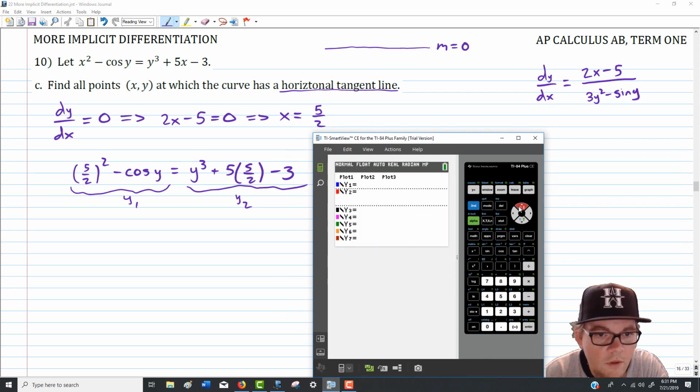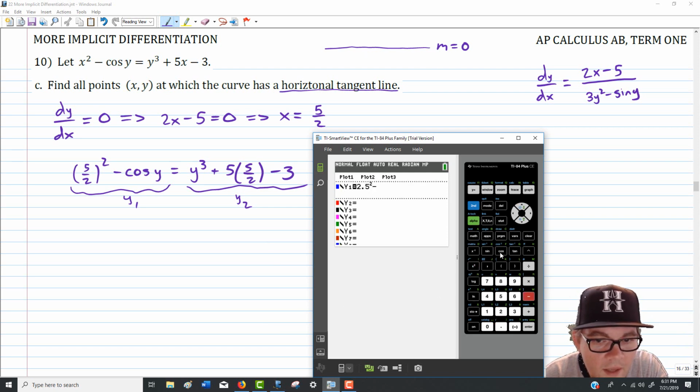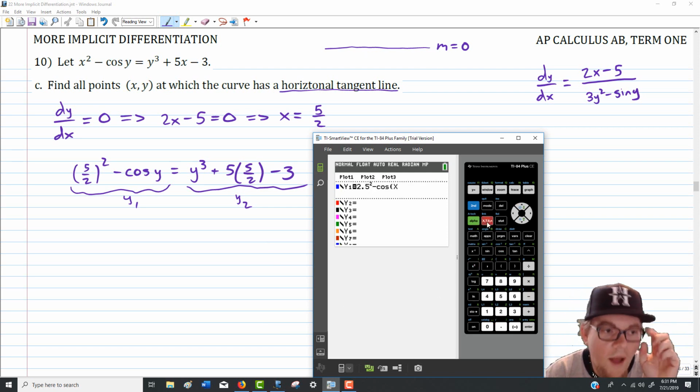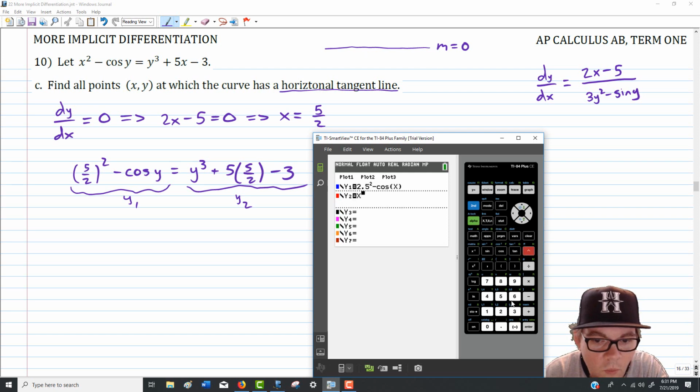Okay, graphing calculator, help me out here. So, new equations to work through. Once again, you're probably old hat at this point, comfortable dealing with the fact that we're going to be putting x's in but solving for the y values. So this is 5 halves, or 2.5, squared, minus cosine of y. Again, we're hiding it as an x here to trick our calculator into finding y values. So it'll be y cubed plus 5 times 2.5 minus 3.